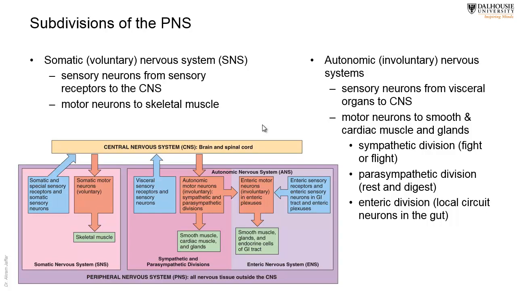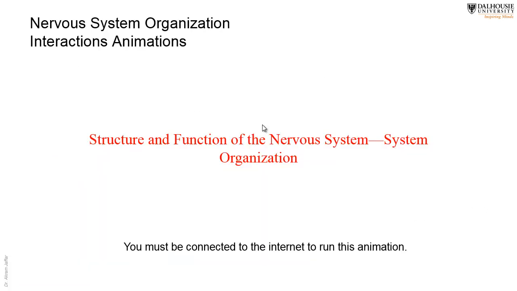And there is an enteric division. This enteric division is a kind of local circuit which is present only in the gut and controls the local environment of the gut without the need to be connected to or receive orders from the central nervous system. It can work independently on its own, receiving information from the local environment and providing orders for the local environment. And this is only present in the gut, so it's called the enteric division of the autonomic nervous system.